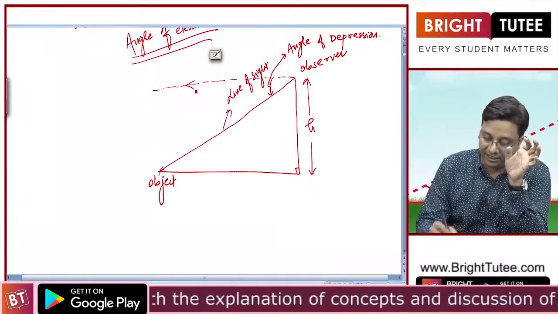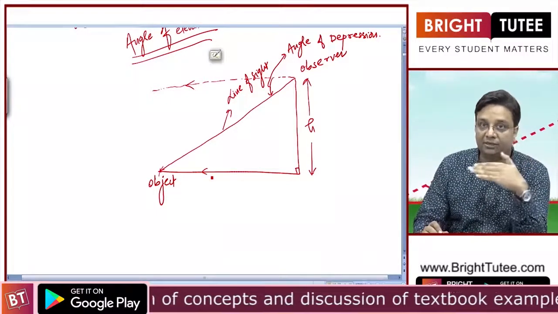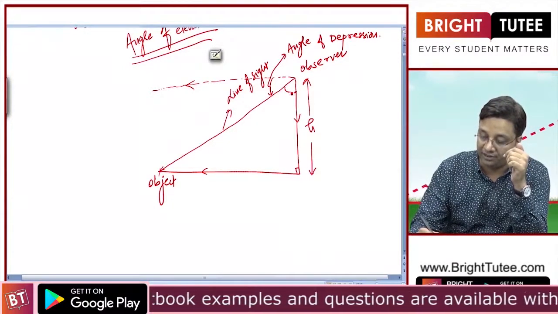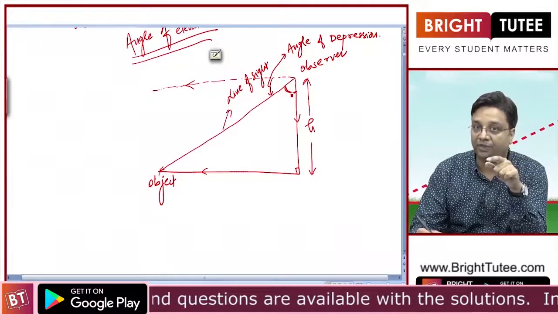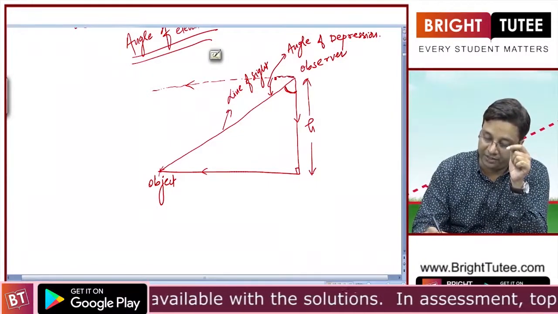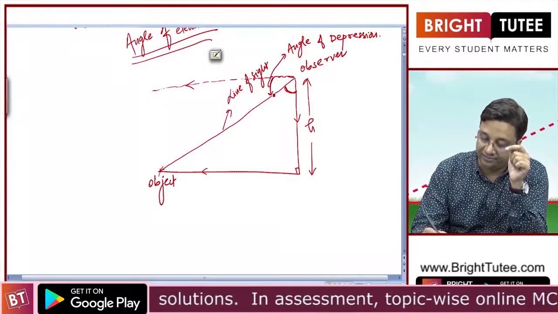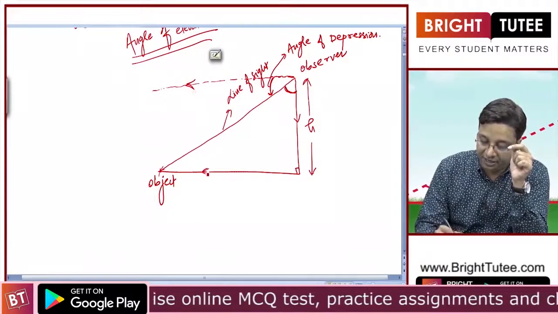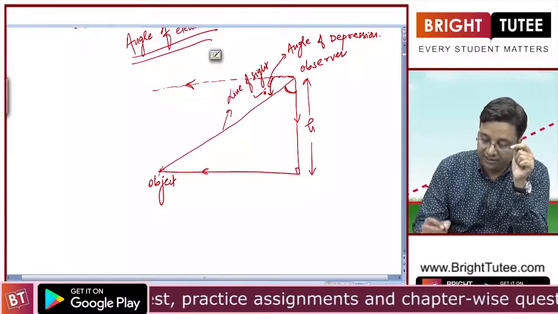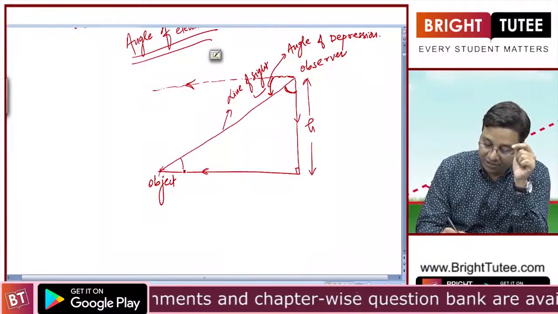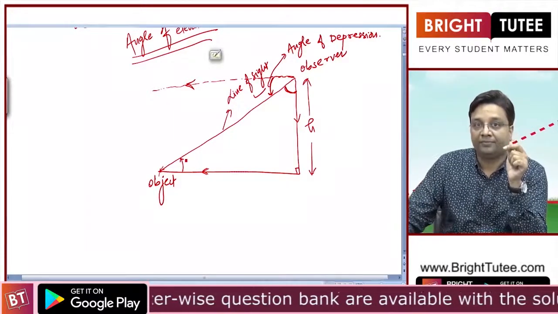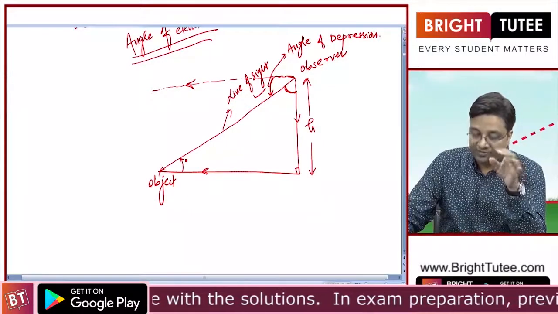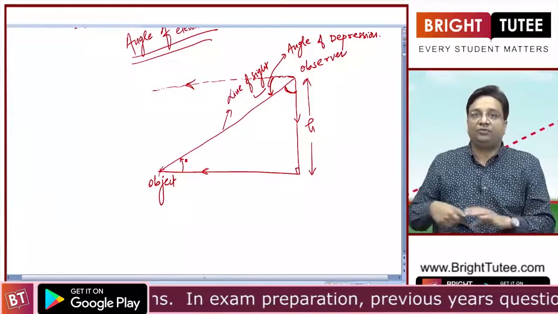So this line is parallel to this line. So this is horizontal and this is vertical. Some of the students confuse it with this angle. No, this is not the angle of depression. Angle of depression is made with the horizontal line again. And if you notice, this line and this line are parallel, so this angle of depression is equal to this angle here.